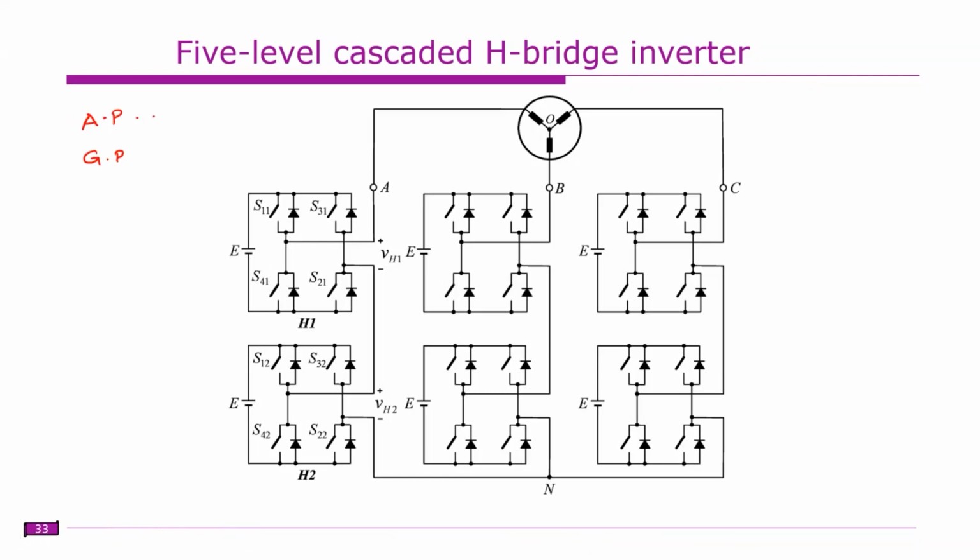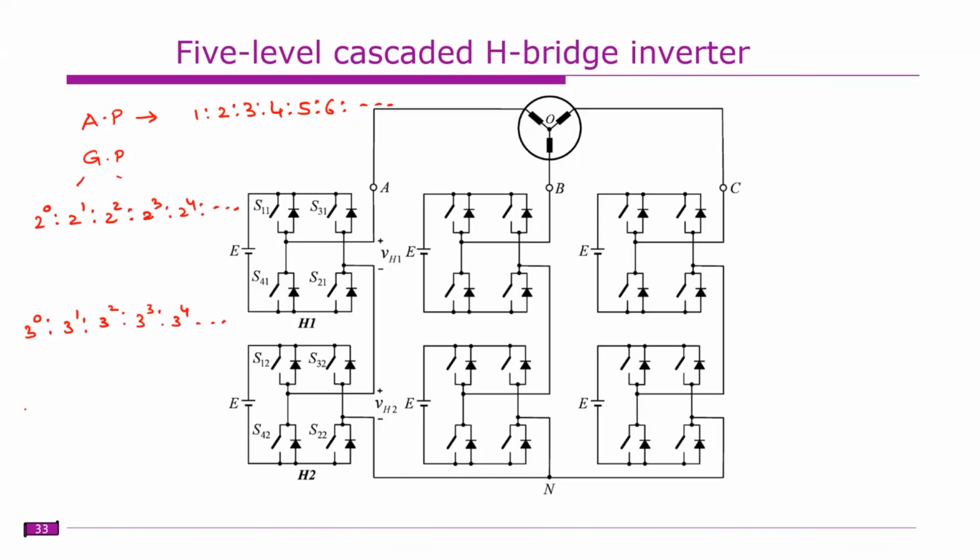In case of arithmetic progression, it will be 1:2:3:4:5:6 and so on. So this ratio is the DC source ratio. In case of geometric progression, it is 2 to the power of 0 is to 2 to the power of 1 is to 2 to the power of 2, 2 to the power of 3, 2 to the power of 4 and so on. Or 3 to the power of 0, 3 to the power of 1, 3 to the power of 2, 3 to the power of 3 and 3 to the power of 4 and so on.